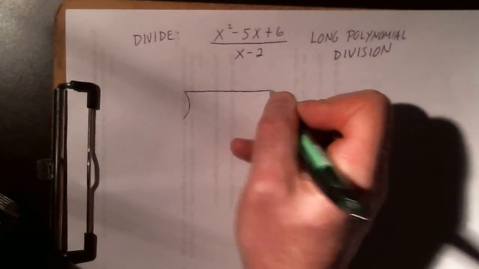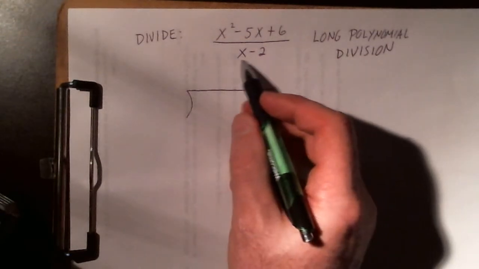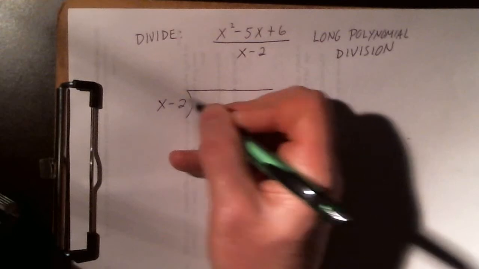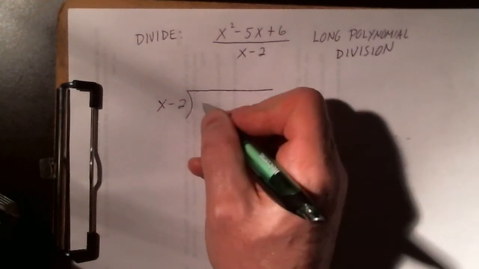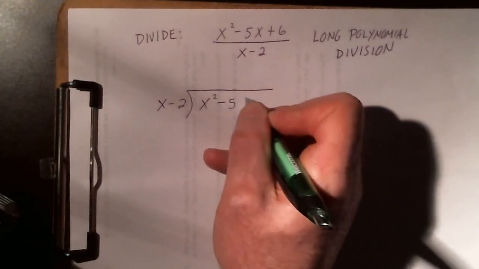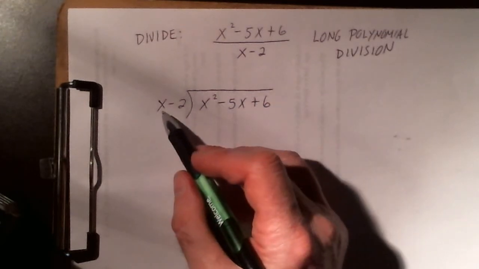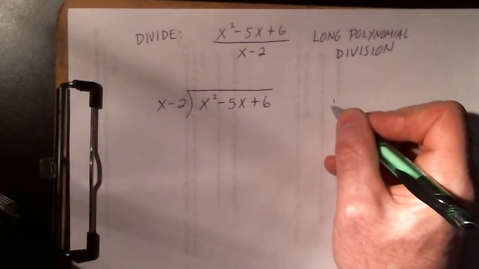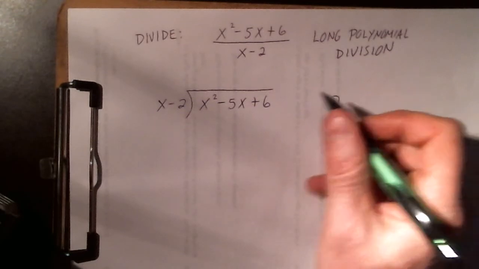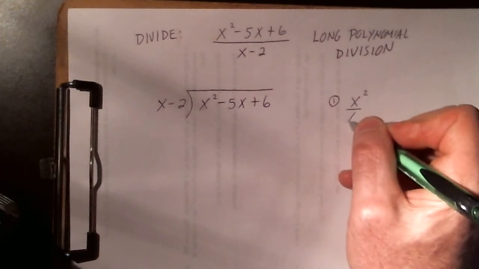So here's your long division bar that you're familiar with from basic math. Our divisor goes outside the division bar, and that would be the binomial x minus 2. Our dividend is the numerator of this, which is x squared minus 5x plus 6. Okay, to begin, we ask ourselves how many times this x divides into x squared. Now, since this is round 1 of division, I like to do this off to the side of my paper. I like to put 1 indicating this is the first round of division. And I'm going to take this x squared and place it over the x.